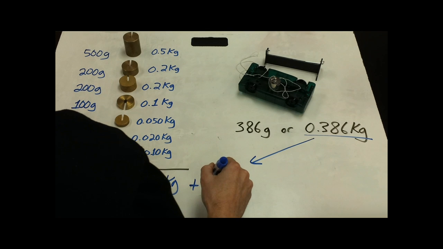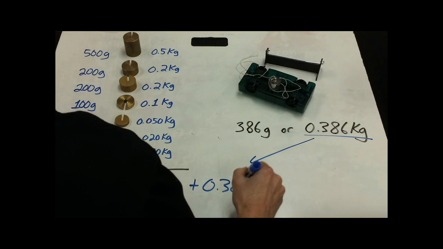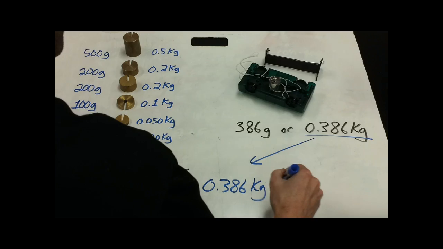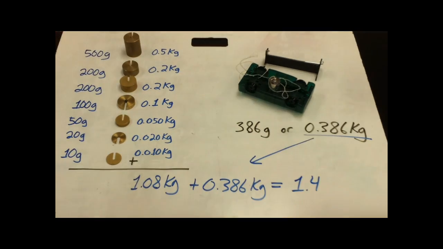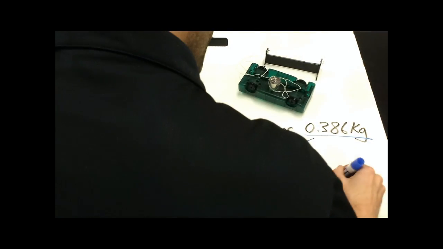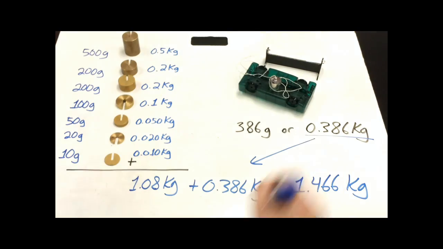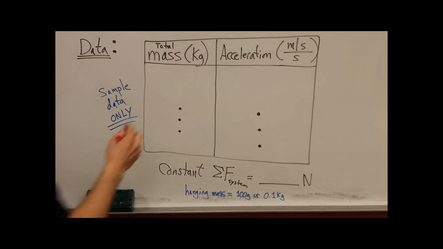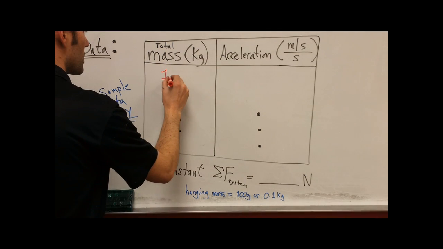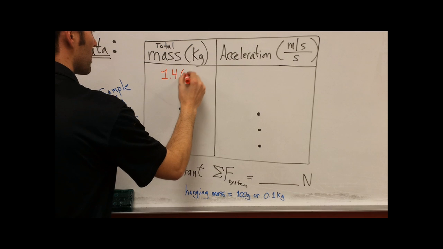We're going to add that to 0.386 kilograms. We get a total of 1.466 kilograms. Now we can write down that the total mass of our system is 1.466 kilograms.